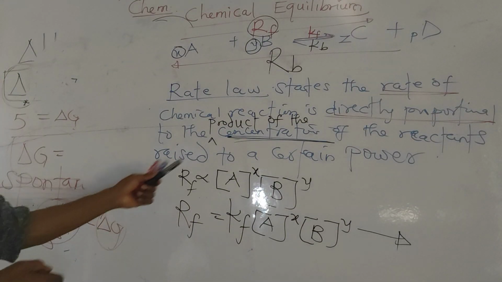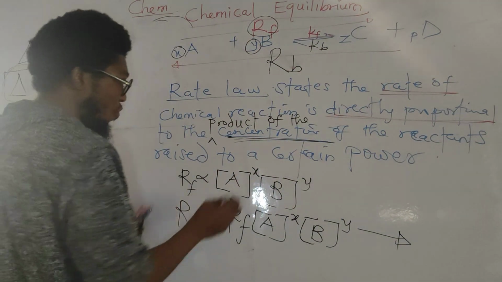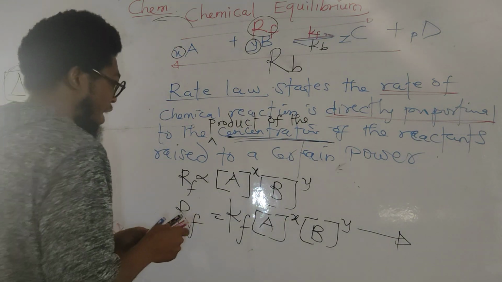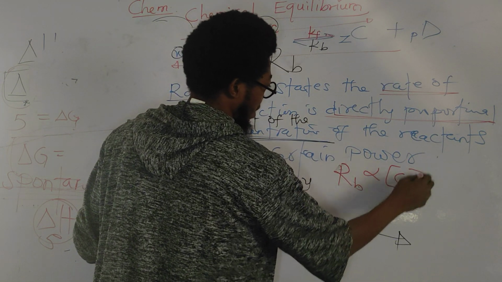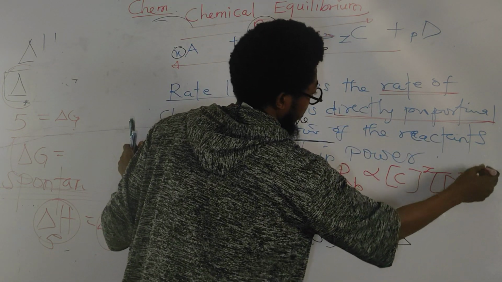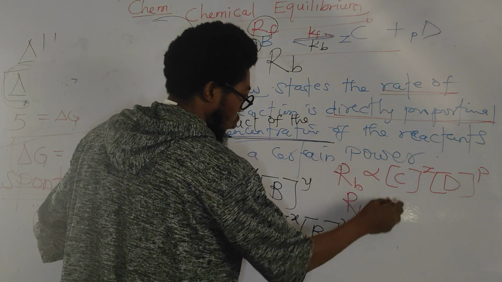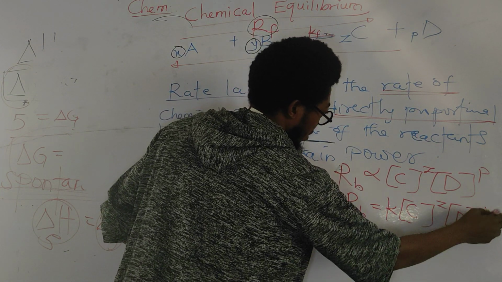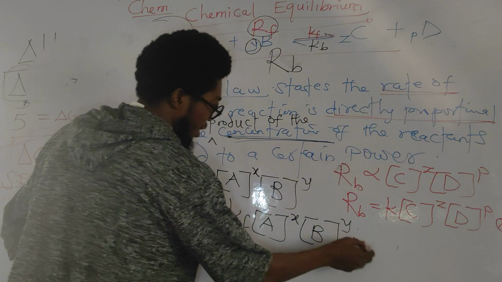I want us to now create the same thing for the backward reaction, meaning that we are taking C and D to be our reactants now for the backward reaction. Okay, let me use another color for that. In that case, the rate of my backward reaction is proportional to the product of the concentration of C and the concentration of D to certain powers Z and P. I want to introduce my equality sign now. So the rate of backward reaction will be equal to K concentration C raised to Z, concentration D raised to P. This is the expression for the rate of the backward reaction.